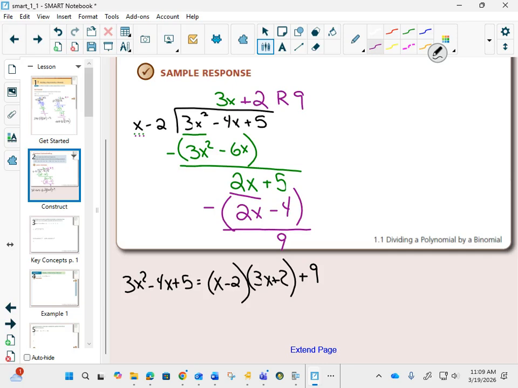If you multiply this out, check it out. Do you see that you would get the 3x squared? Do you see that your outside 2x and inside minus 6x would give you minus 4x? But when I do negative 2 times 2, I get minus 4. And I was supposed to get plus 5. So I have to add 9 to make it work. It doesn't work out perfectly.